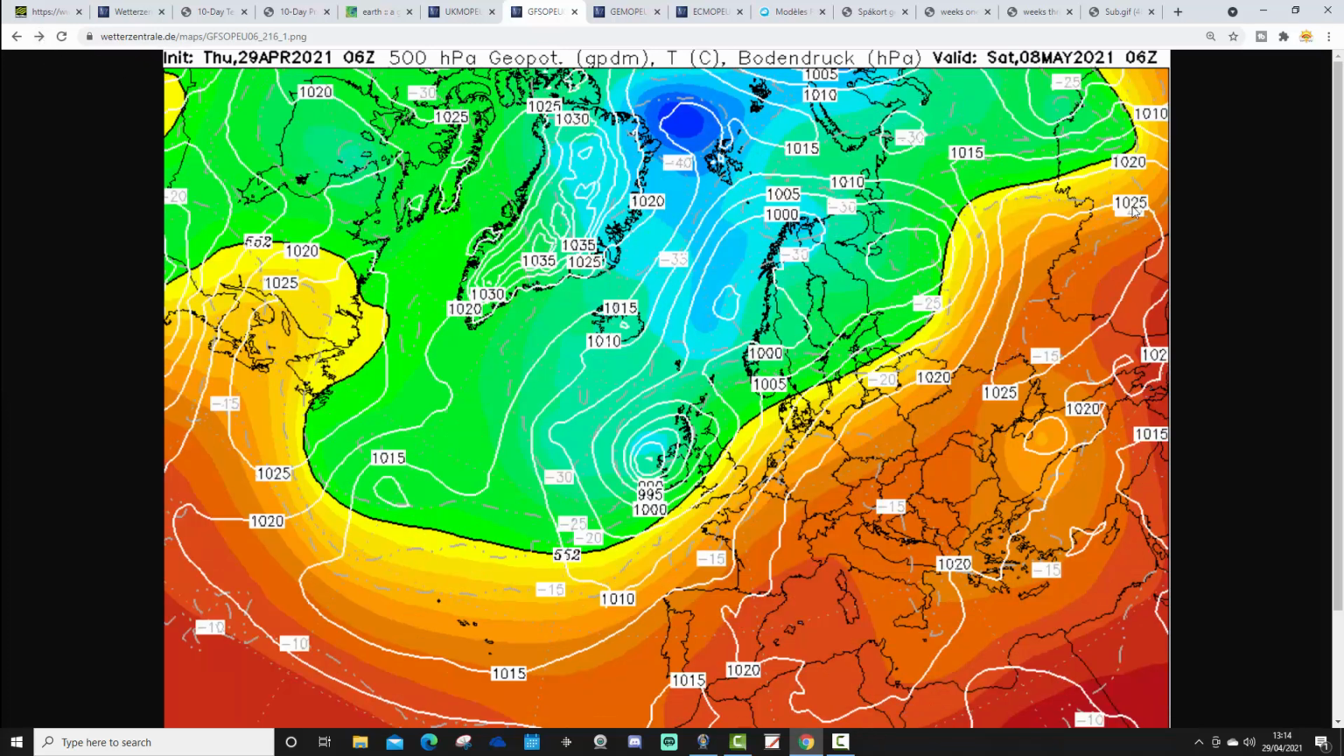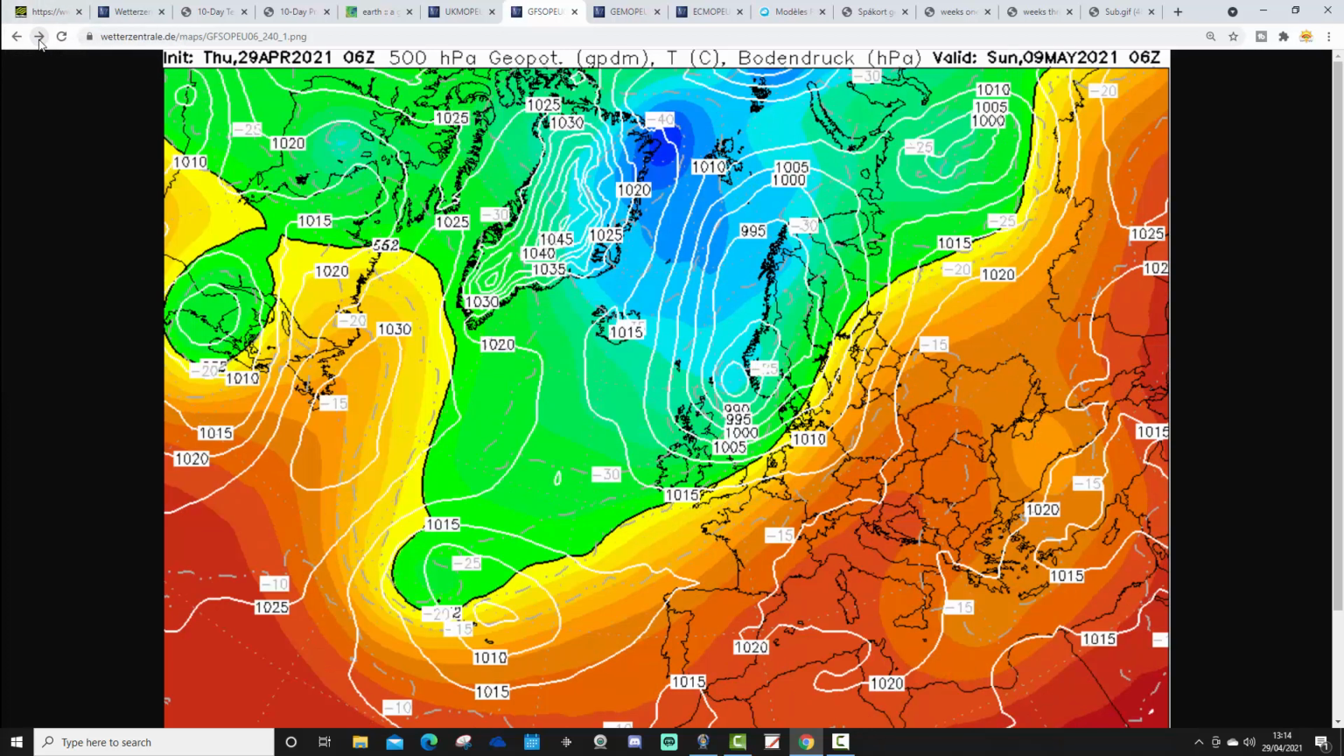This is taking us up towards day 10. This is Saturday the 8th of May. Another deep area of low pressure to the west of Ireland. That's been a further bout of gales, or maybe even severe gale force winds there, and heavy rain as well. The only difference is that we are starting to draw up some slightly warmer air from the southwest with that, but all it's achieving is to provide energy for that area of low pressure to the west of Ireland.